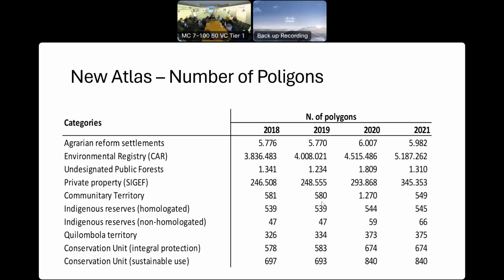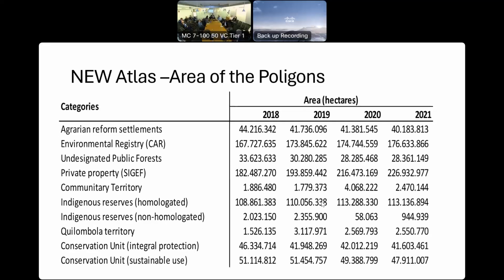So for us, it's already interesting to see this evaluation of how it evolved. And here the areas that each of them have from 2017 to 2021. So here we see a little change in undesignated public forests. So here we have 28 million in forests. And the difference between the sum is what is not yet defined. So we are working on all those numbers. Those are draft numbers, let's say.